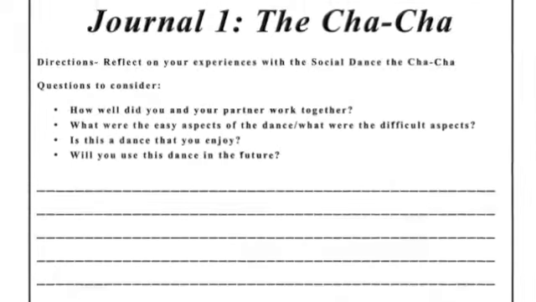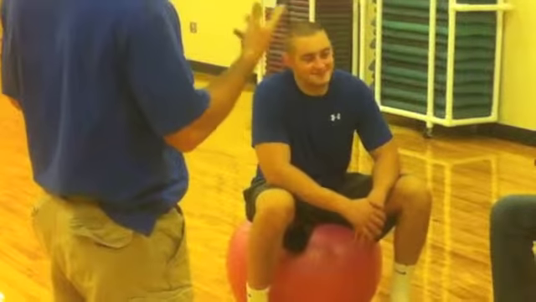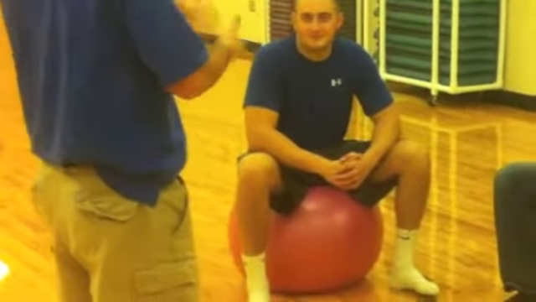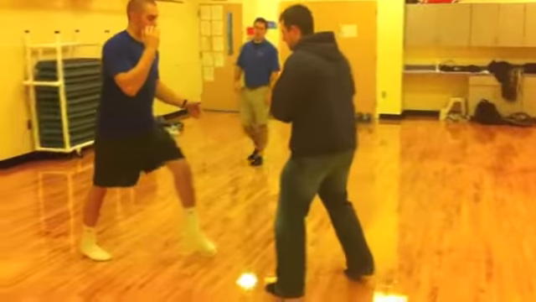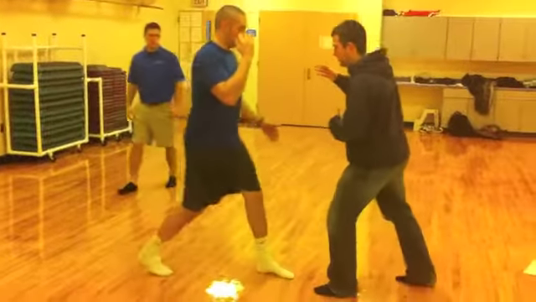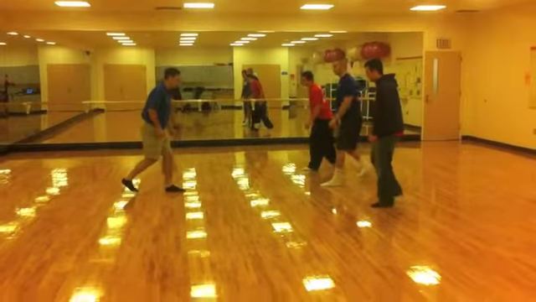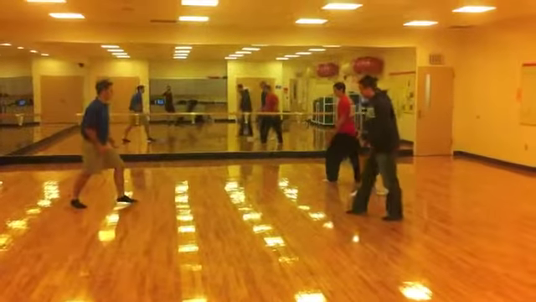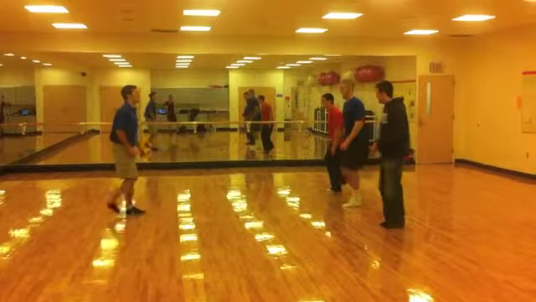For our affective self-assessment, we have created a journal prompt for the students to answer after completing each dance subunit. They are asked to reflect on their experiences with each social dance. We then give them questions to consider, such as, how well did you and your partner work together? What were the easy aspects and difficult aspects of each dance? Is this a dance that you enjoy? Will you use this dance in the future? This will help the student themselves as well as the teacher realize which dance the student enjoyed most.